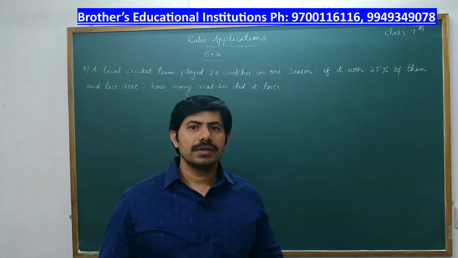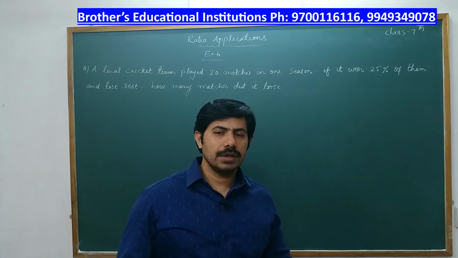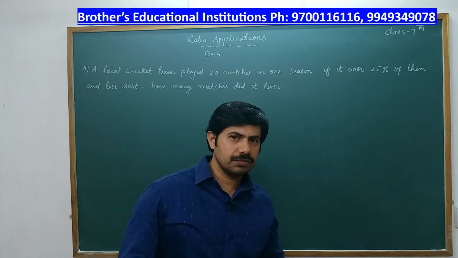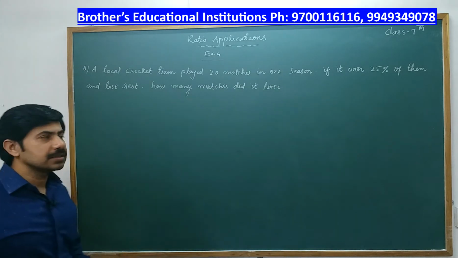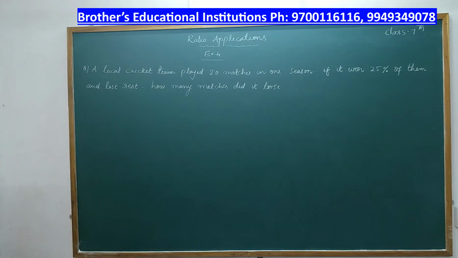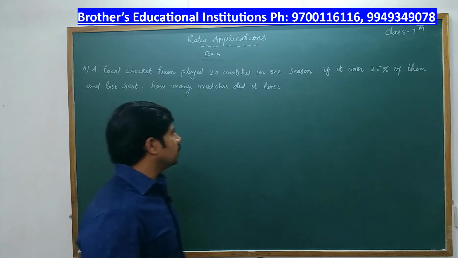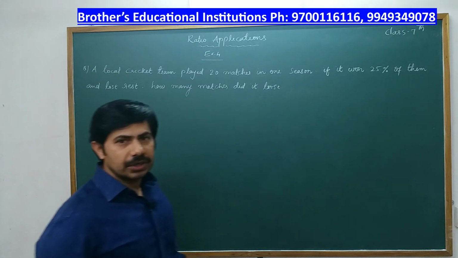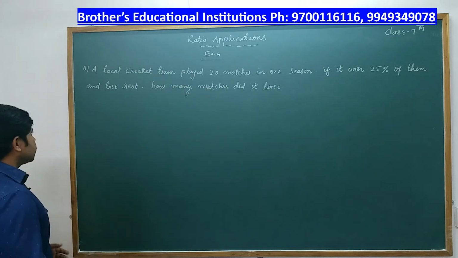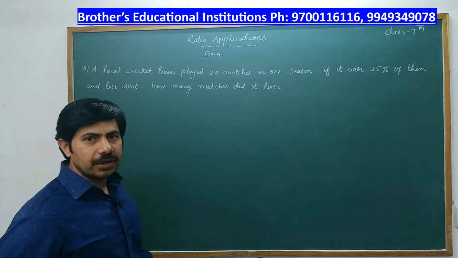So welcome back. We are doing problems in ratio and proportion, exercise 4. So we'll continue the class. The next problem is: a local cricket team played 20 matches in one season. If it won 25% of them and lost the rest, how many matches did it lose?